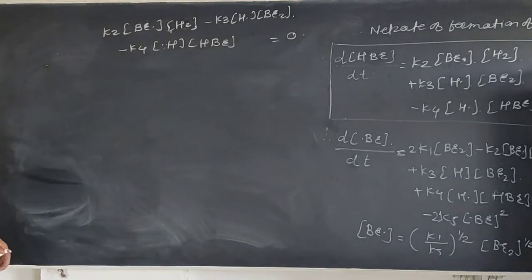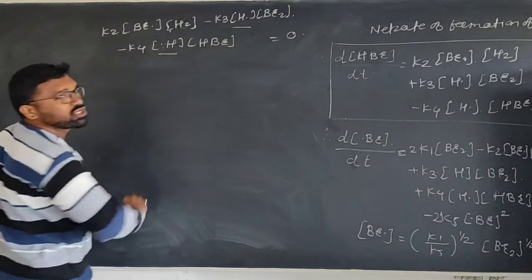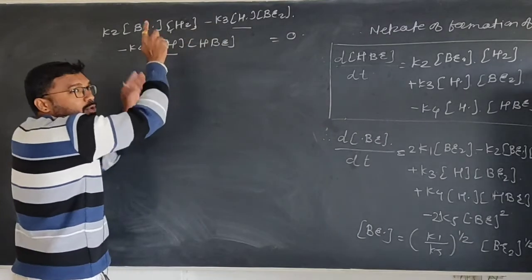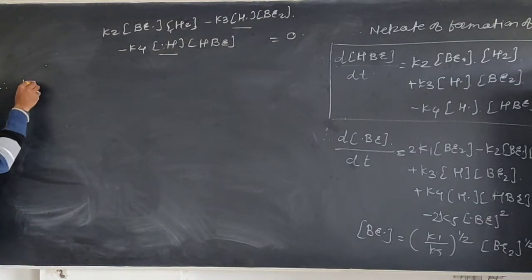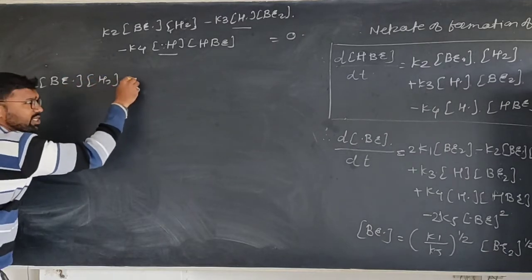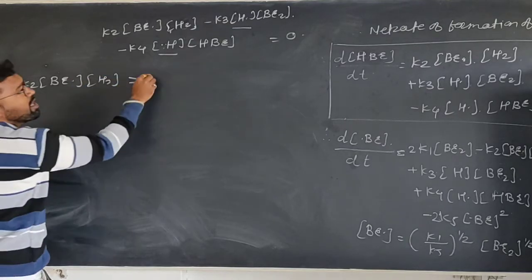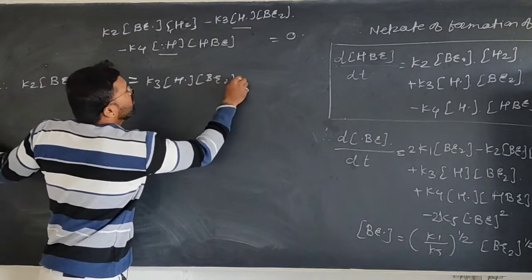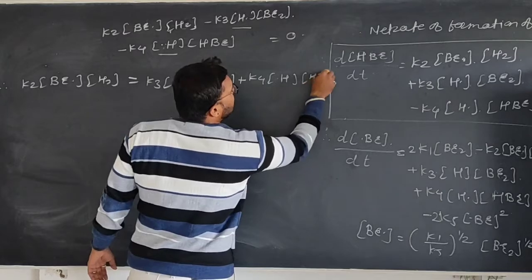This is expression number 3. If you observe, this is the hydrogen radical, and this is the hydrogen radical. Before taking common, these two terms are negative, so from the left hand side to the right hand side they convert from negative sign to positive sign. Therefore, I write K2 into Br into H2, which is equal to, because the right hand side is 0 according to the steady state approximation, K3 into H into Br2 plus K4 into H into HBr.